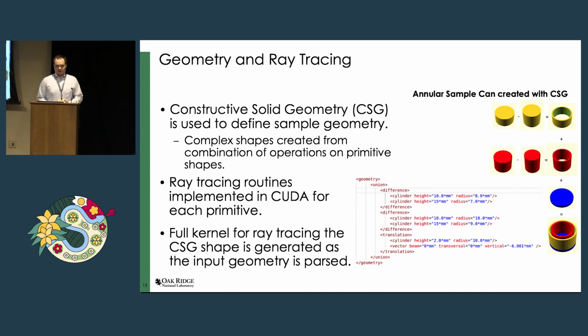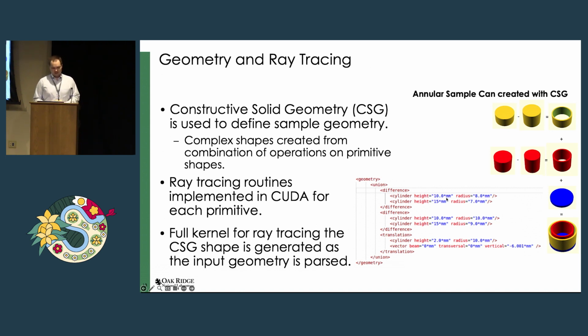Additionally, to support the sample components, we have to do geometry and ray tracing of the sample environment. For that, we're using constructive solid geometry. This is a way to define complex shapes using simple primitives. You can take simple shapes like a block, sphere, or cylinder, and provide different operations like union and intersection to build up a complex shape. On the right here is an example of an annular sample can constructed using constructive solid geometry, and this is an example XML file used to specify that.